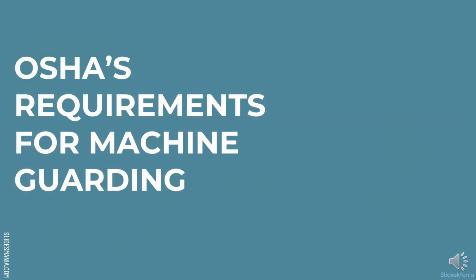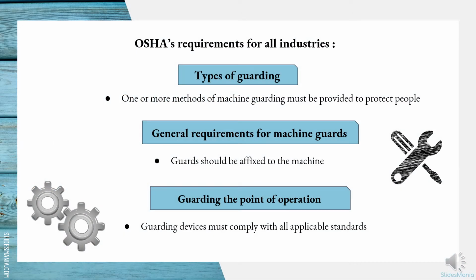Next, we move to OSHA's requirements for machine guarding. There are 6 general requirements of OSHA for machine guarding. The first one is types of guarding. One or more methods of machine guarding must be provided to protect people.